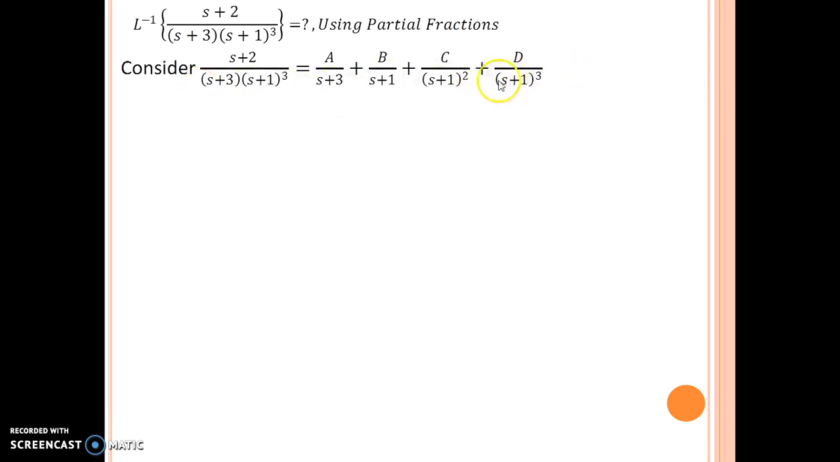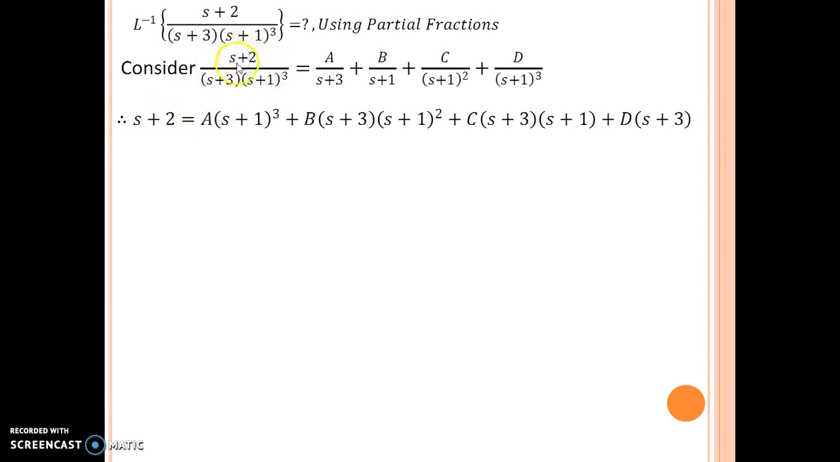Now why is it happening? Because s plus 1 is a factor which is repeated 3 times, so you write all the powers 1, 2 and then 3, and here it is s plus 3 which is just repeated once, so you just write it once. Okay, now let us go to the next step.